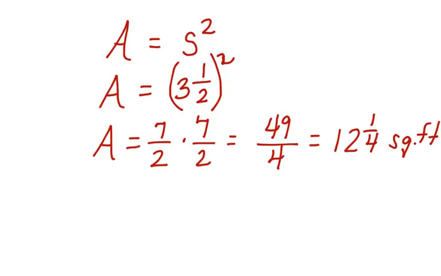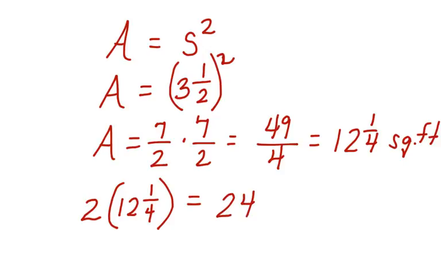This is the measurement for one of the flower beds. However, there were two of them. So the next step of our problem is to double 12 1/4. 2 times 12 is 24. And if we double 1/4, we end up with a half. The total footage is 24 1/2 square feet.